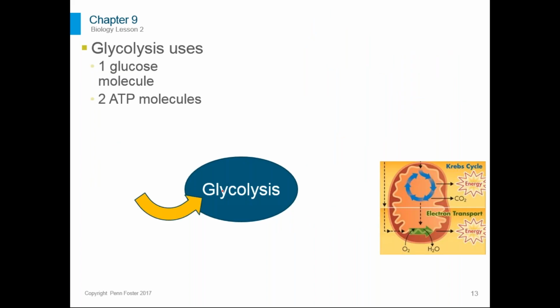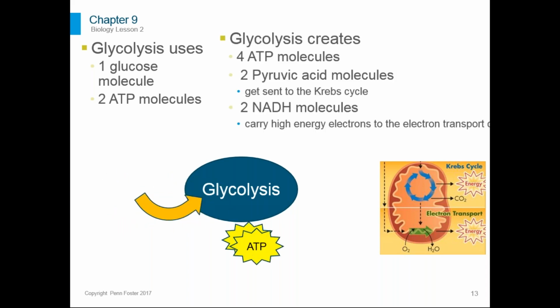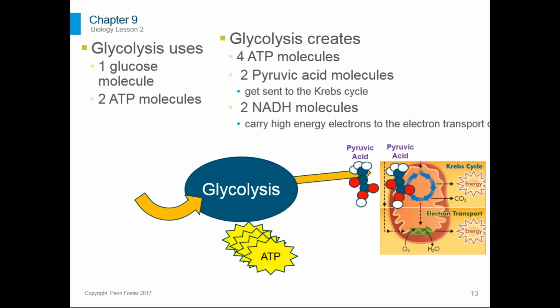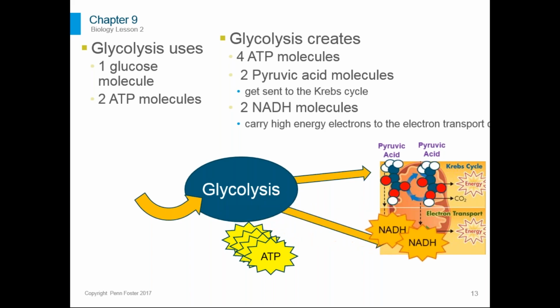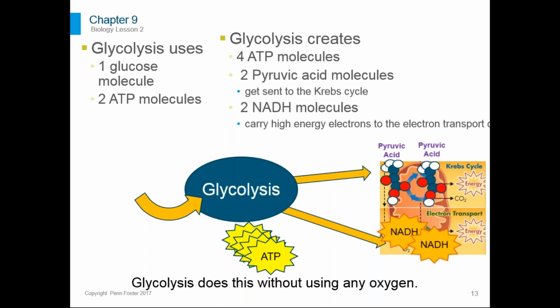Okay, and to summarize glycolysis again, glycolysis uses one glucose molecule and two ATP molecules, and it creates four ATP molecules, two pyruvic acid molecules, and those will get sent to the Krebs cycle, the next step, and it creates two NADH molecules that get sent to the electron transport chain. They're carrying those high energy electrons. And it's important to remember that it does this without using any oxygen.